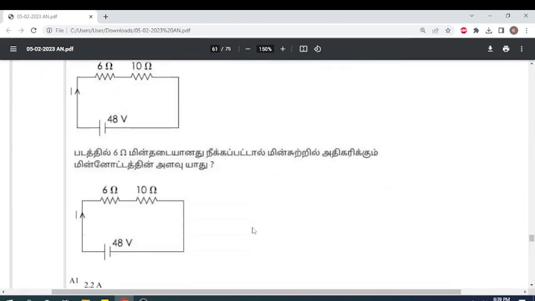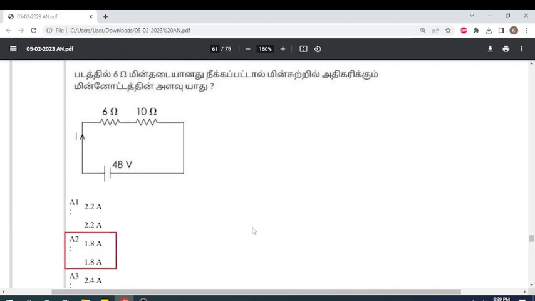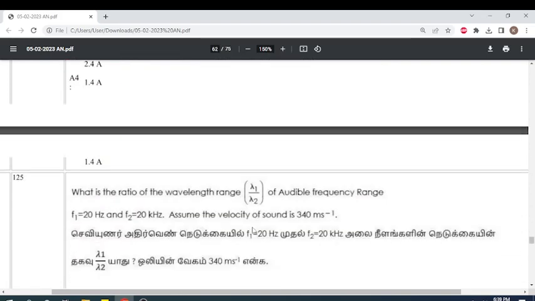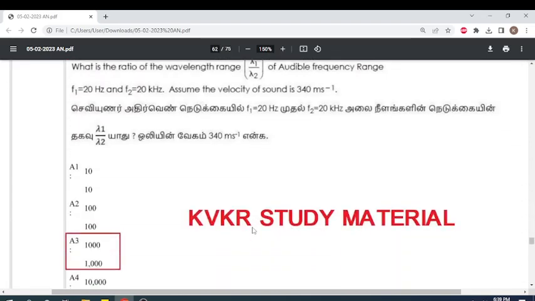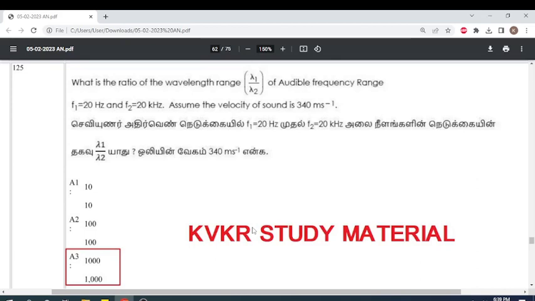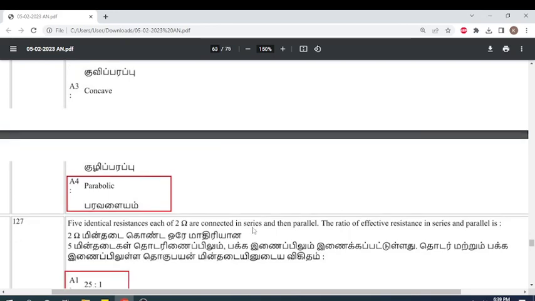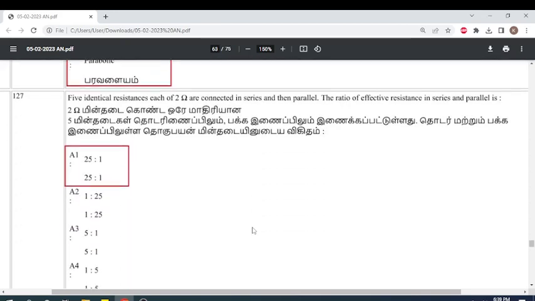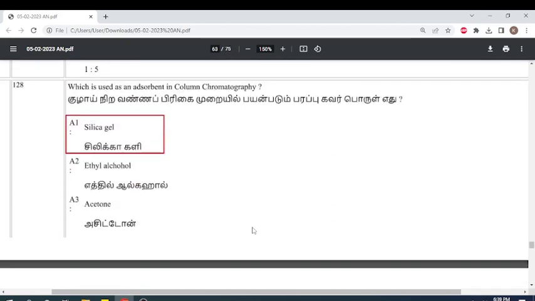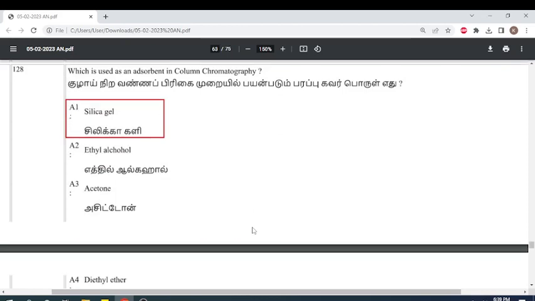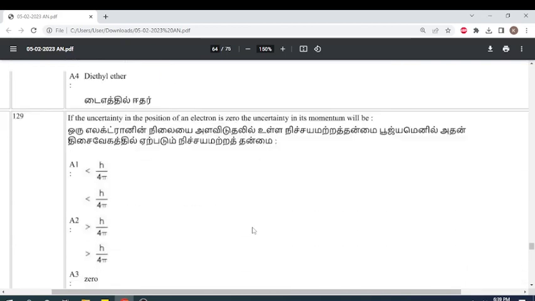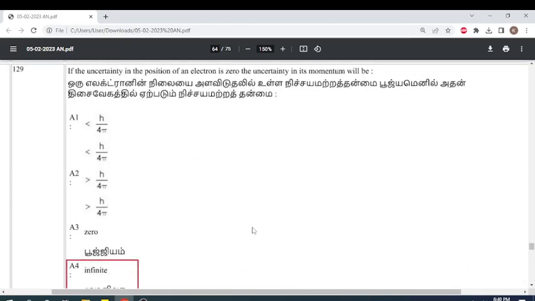124 questionக்கான answer A2. 125 questionக்கான answer A3. 126 questionக்கான answer A4. 127 questionக்கான answer A1. 128 questionக்கான answer A1. 129 questionக்கான answer A4.